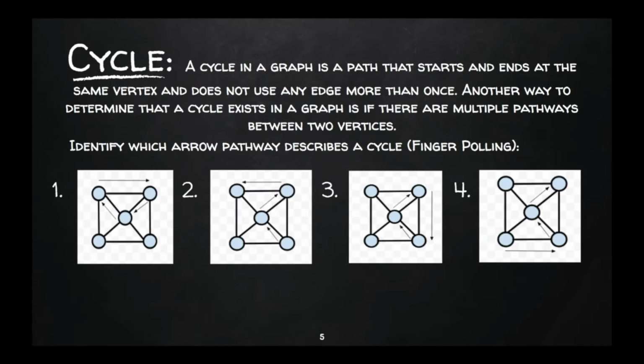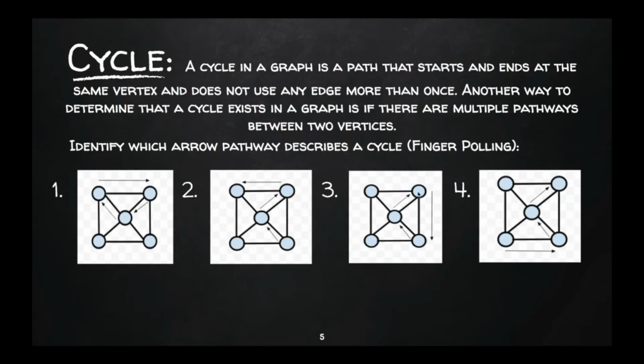Another way to determine that a cycle exists in a graph is there are multiple pathways between 2 vertices. So we're going to identify which arrow pathway describes a cycle. All right? So look at 1. We're going to start here, here, here. We went back to the same vertex. Notice it doesn't say every edge. It says any edge more than once. So that's why you have all these edges that weren't touched. And we'll look at this one.